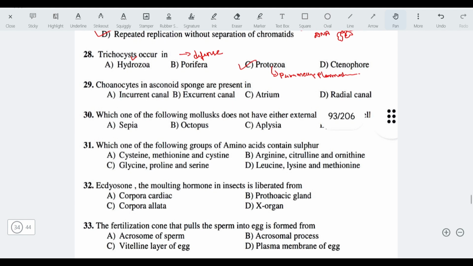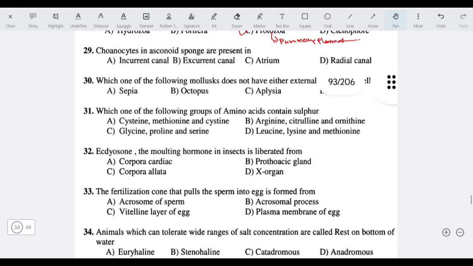Next question. Choanocytes in asconoid sponge are present in? The answer is atrium. So, what is the atrium? It is the central cavity. We know about the structure of the sycon. It is something like this. These are the outer layer. Here lie the podocytes and choanocytes, and the cavity is lined by these choanocytes. They have cilia over them. Why? To develop a water current. Water current, right? Next question.